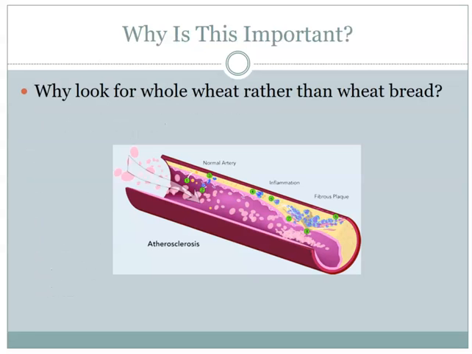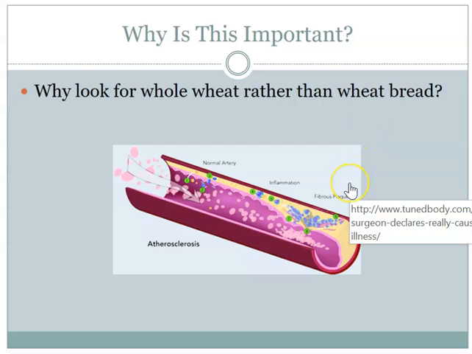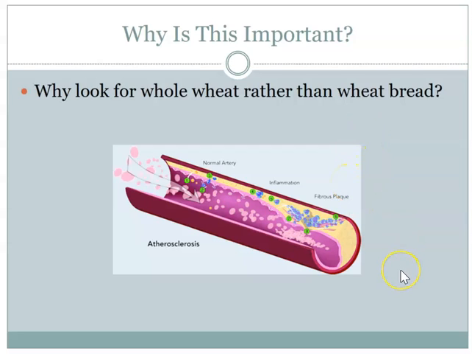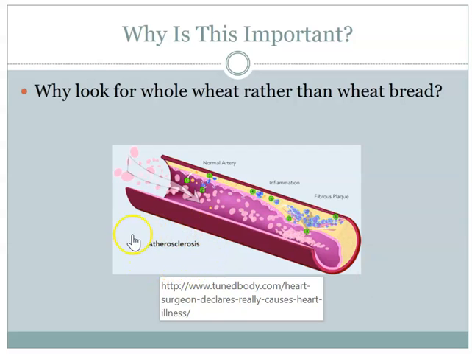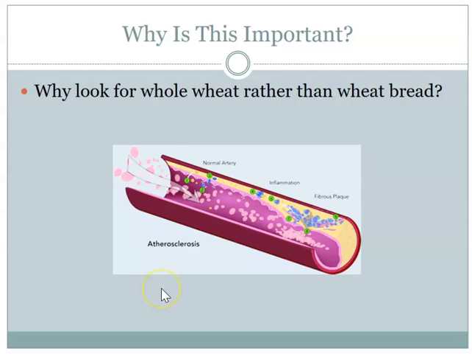So here's a picture of an artery. Here's a normal artery. Here's inflammation, fat, fibrous plaque. So this is kind of showing you the process of inflammation. So why should we look for whole grain rather than just the refined grain? The word atherosclerosis is the hardening of arteries. So go ahead and write that down. I'll put that on your exam: the hardening of arteries.